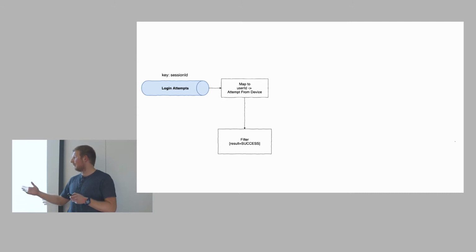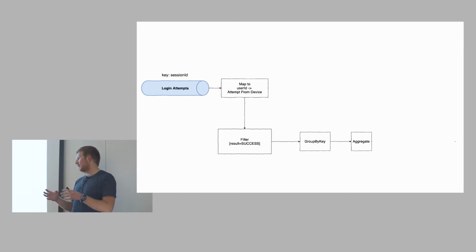So this is where the filter operator comes in handy, and we are just checking the result. Later on, we are grouping these events by key, which is at the moment the user identifier, and we are aggregating these events. Aggregate operator is a stateful operator that consumes the previous version of an aggregate and the current event.